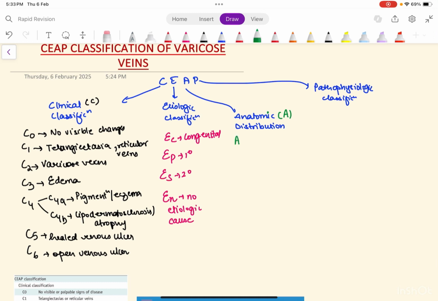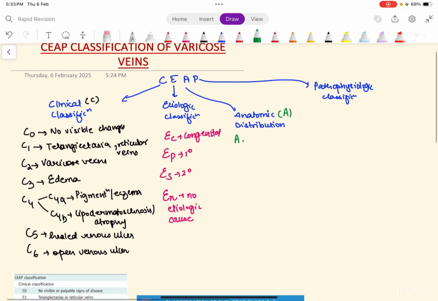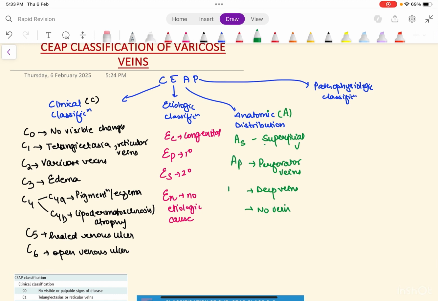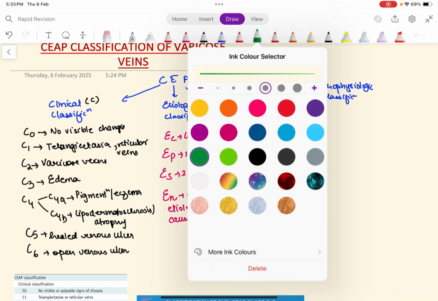All right, so then coming on to anatomic. So A. Now A, you just have to think about which all veins it can affect. First of all, just think about all the veins it can affect. So it can affect superficial veins, it can affect perforator veins, right? Then it can affect the deep veins, and then there can be no vein association. So superficial As, perforator Ap, deep Ad, no An.